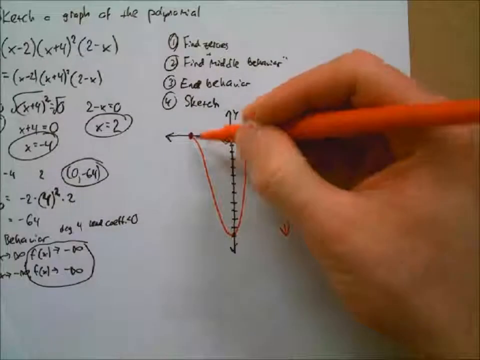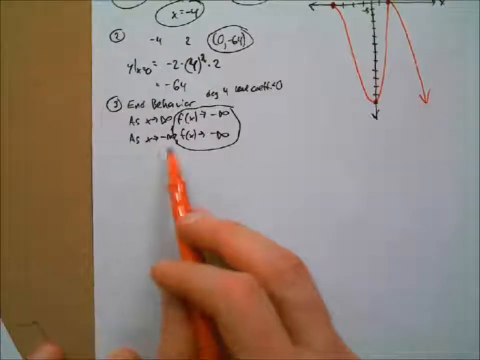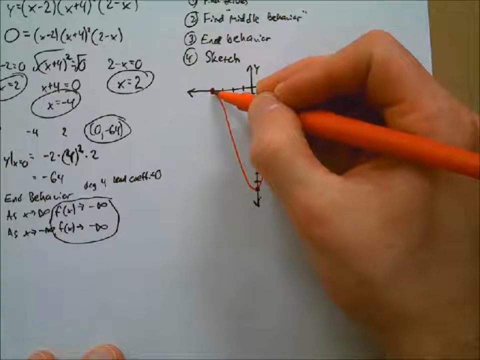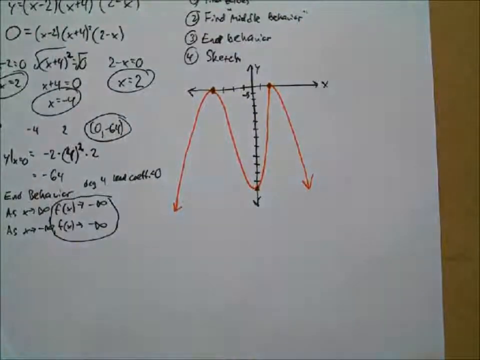All right, and then same thing right here. As x approaches negative infinity, that is as we go further and further to the left, f of x should also approach negative infinity. So as I go further left here, I need to hit the 0 and then go right back down. Okay, and so there is our graph.